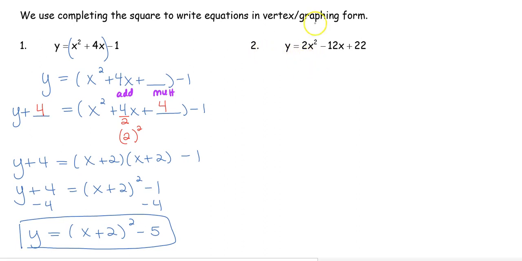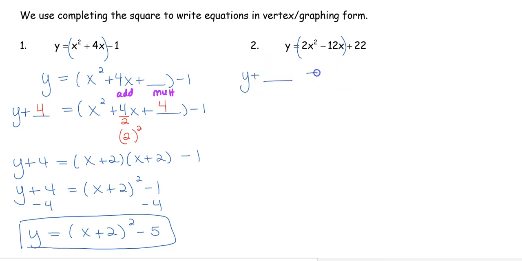Now I'm looking at number 2. I want to complete the square. We always complete the square with the x squared and the x term. Nothing else is involved in this process. Now this one's a little bit different. Notice that there's a 2 with the x squared. I cannot create this perfect square trinomial with that number out front, so I've got to pull it out. And I know that I'm going to end up adding a number to both sides.